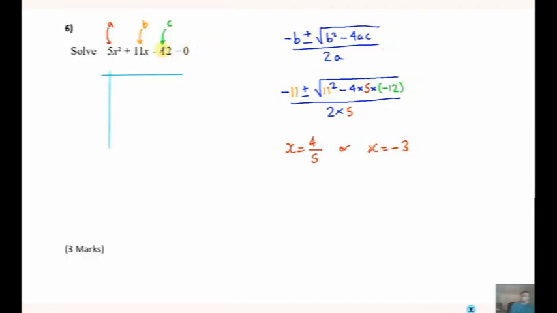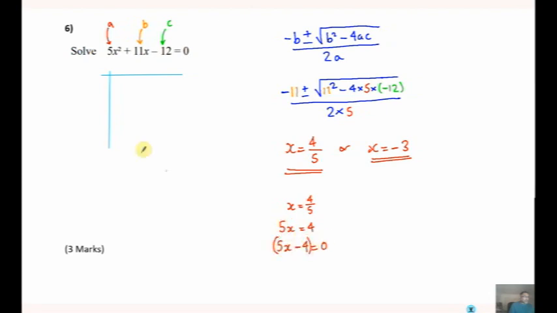Now, even if I needed to factorize to solve this, so if the question said solve by factorizing, this would only get me 1 mark, because while the answer is correct, the working was incorrect. But to factorize using your answers, this is a bit of a cheat method. I'm going to go backwards from here. So if x is 4/5, if I times both sides by 5 to get rid of the fraction, that gives me 5x equals 4, and then make it equal to 0 by moving the 4 to the other side. So we get 5x minus 4 equals 0.